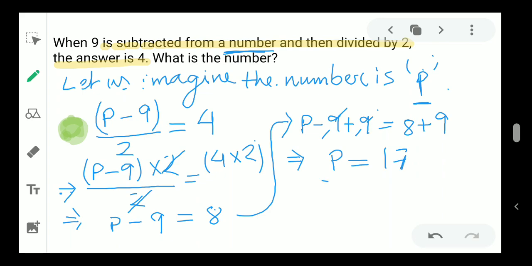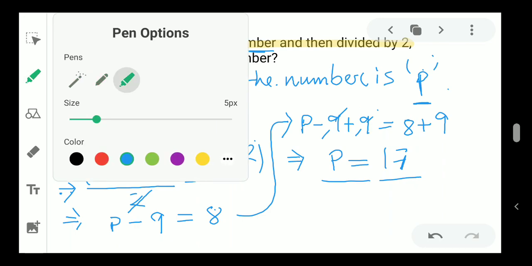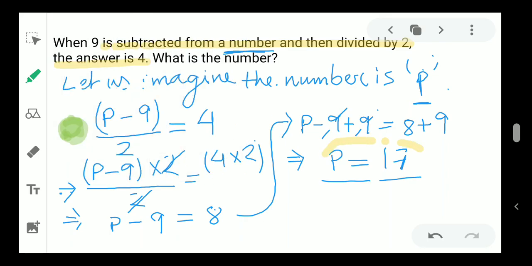Now see, this is my number. Let us apply the condition for this number and see whether we have done it correctly or not. So 17, if I subtract 9 from 17, the number will be 8. And then if I divide by 2, 8 by 2 is 4. So that means I have got the correct answer, right? So this is my correct answer, p equal to 17.